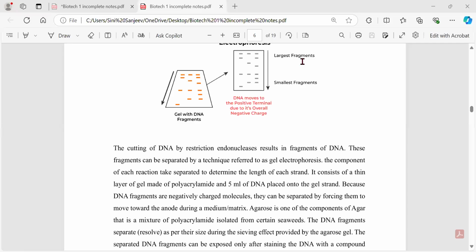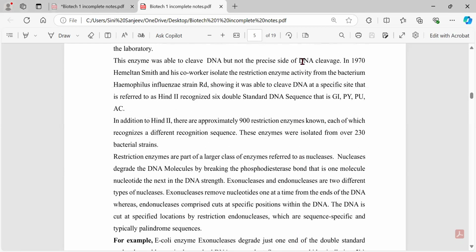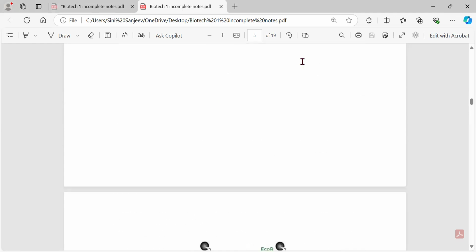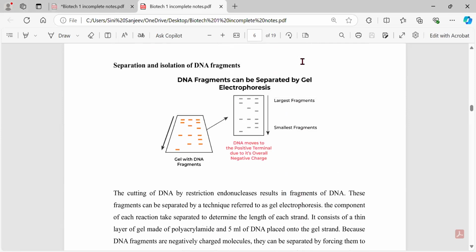So now, as I told you, whatever the DNA is there, that is recombinant DNA, that needs to be separated, right? So for the separation, the technique which we use is electrophoresis. The basic electrophoresis that we use over here is gel electrophoresis.